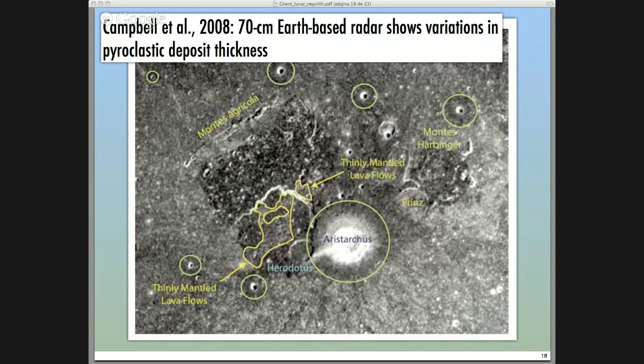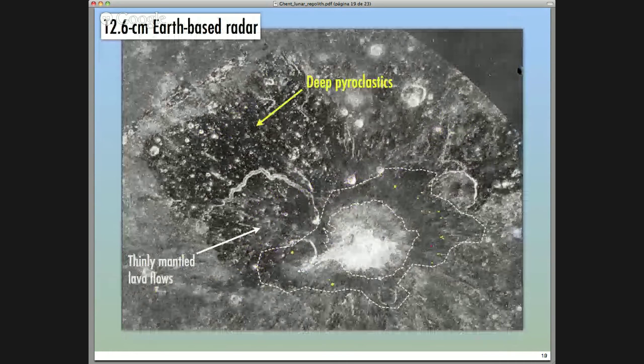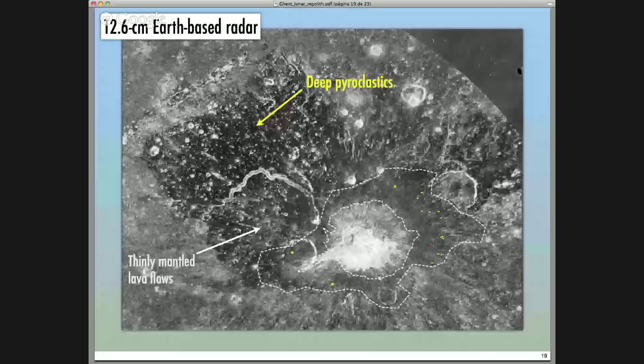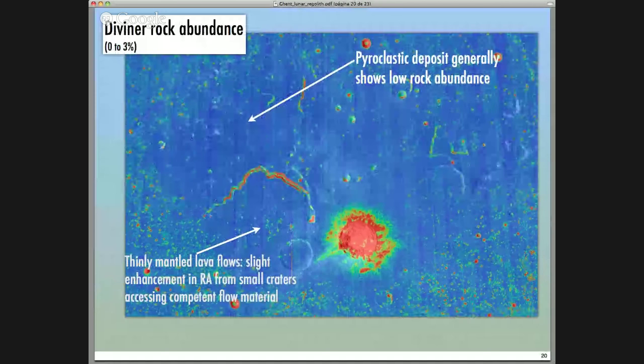So what we see in the radar data is this deep pyroclastic deposit appears to have many fewer little rocks mixed in with it, which means it's probably pretty thick. And again, with Diviner rock abundance data, we also see the signature of very few rocks on the surface in this pyroclastic deposit. And many of the impact craters that have occurred within this pyroclastic deposit don't excavate blocky material, again, which means it's pretty thick.